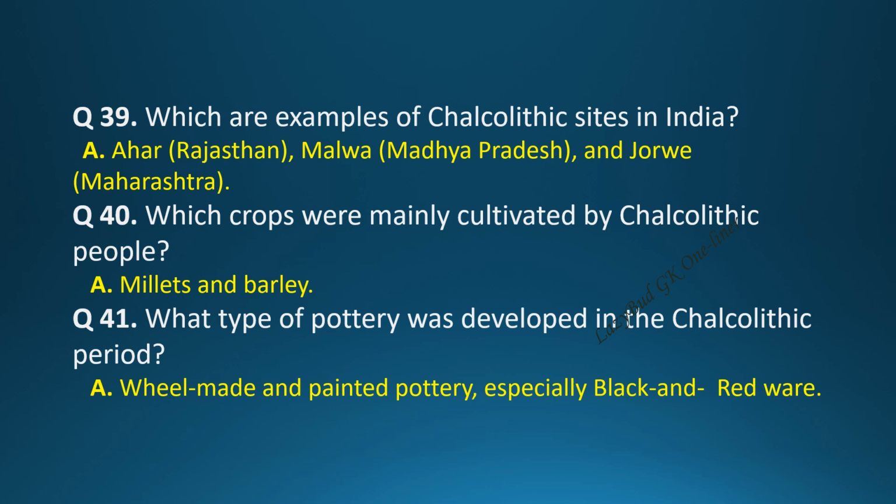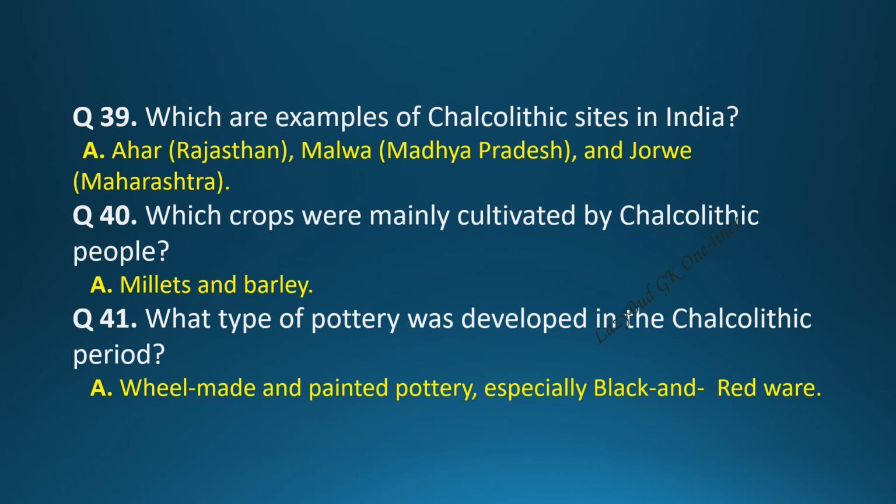Question 39. Which are examples of Chalcolithic sites in India? Answer: Ahar, Rajasthan, Malwa, Madhya Pradesh, and Jorve, Maharashtra. Question 40. Which crops were mainly cultivated by Chalcolithic people? Answer: millets and barley.